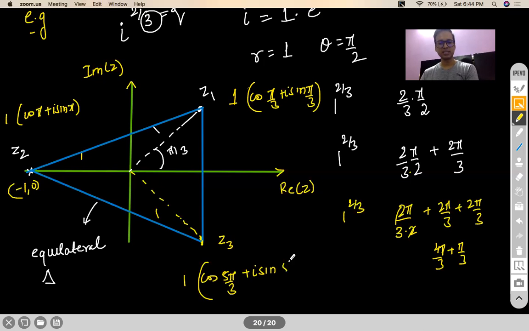Okay. And if you are further interested in knowing its point form notation, this is going to be half plus i root 3 by 2. Okay. This is of course minus 1. I have already written it over here. And this is going to be half minus i root 3 by 2.